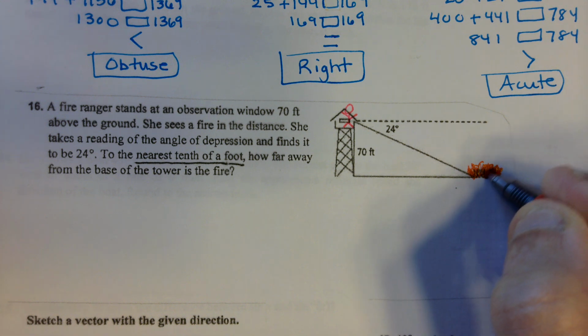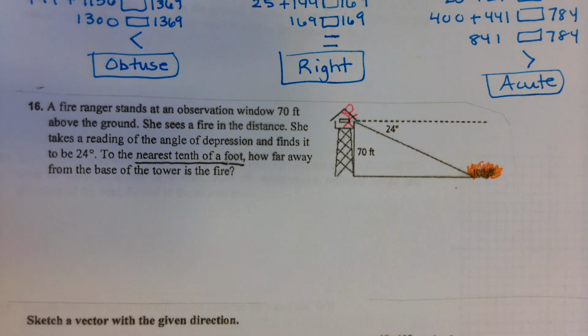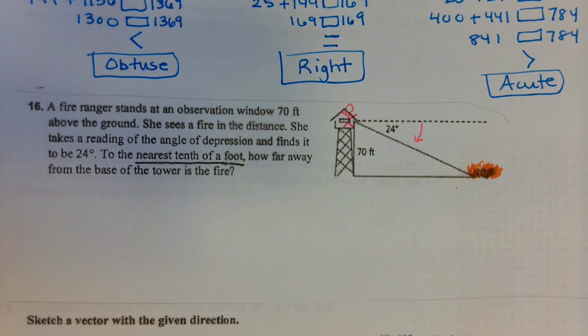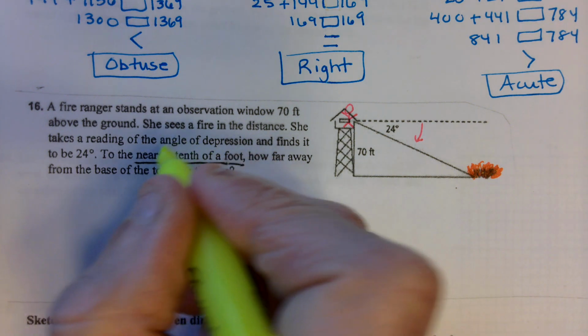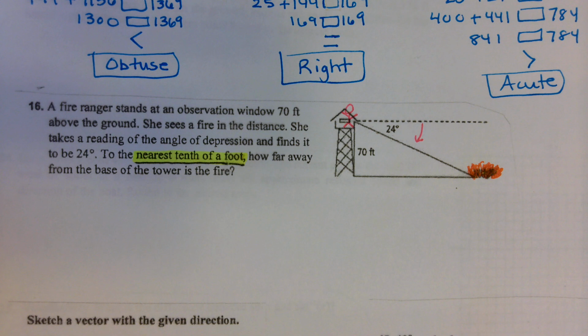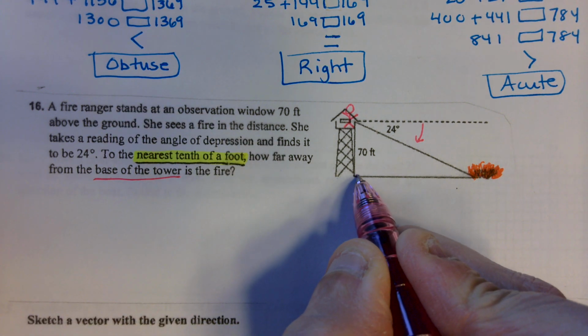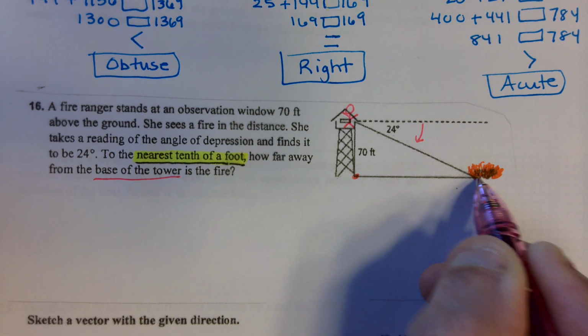There's fire! Okay, she calms herself down. She takes a reading of the angle of depression. So the angle of depression is down, right? That angle right there. And finds it to be 24 degrees. To the nearest tenth of a foot, how far away from the base of the tower is the fire?